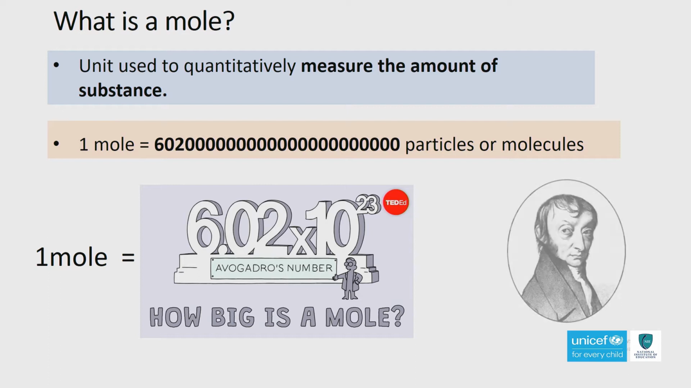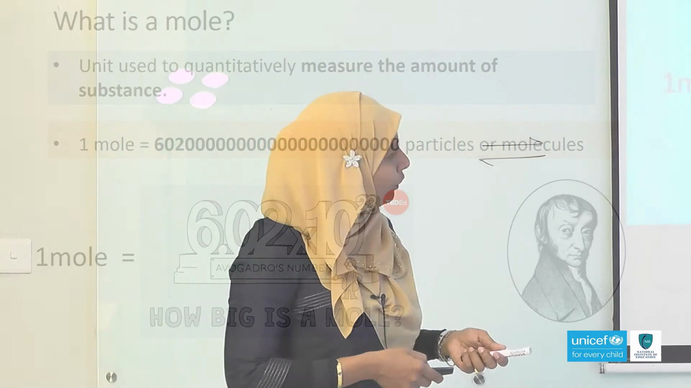Now, this is Avogadro. This number is also known as Avogadro's constant. Avogadro is an Italian scientist who introduced the scaling up factor for atoms, molecules, and ions to mass, that is in terms of grams.